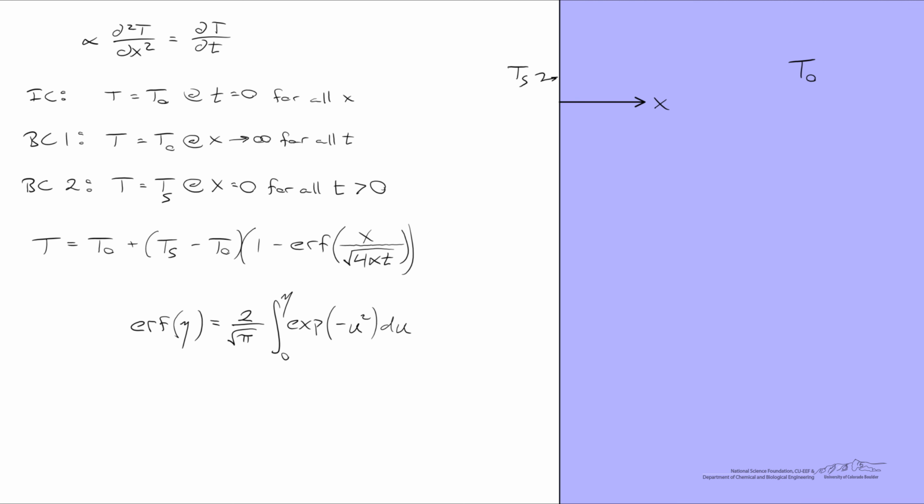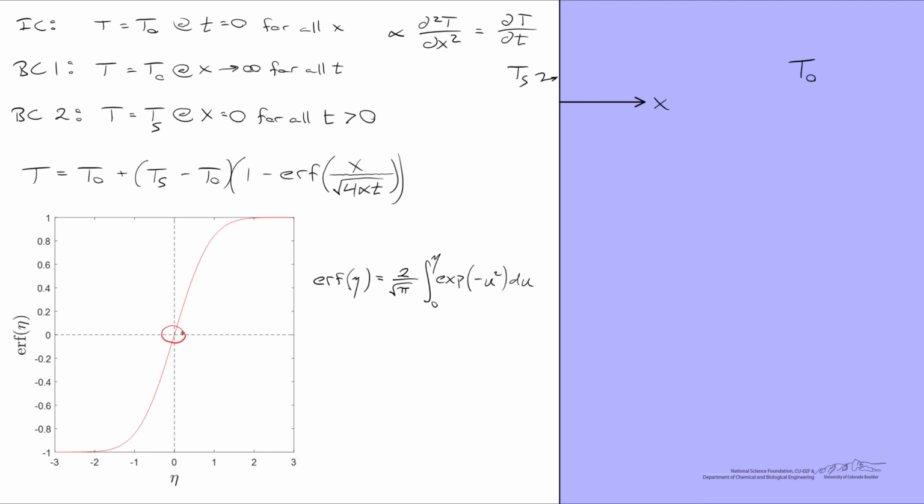This is the definition of the error function of some variable eta. It's an integral that can't be solved analytically, so as a result you often go to a table of values, or it's available in most software such as MATLAB or Microsoft Excel. And this is a graph of the error function. We find that the error function has a value of 0 at eta equals 0. It asymptotically approaches 1 for large positive values of eta, and asymptotically approaches -1 for large negative values of eta.